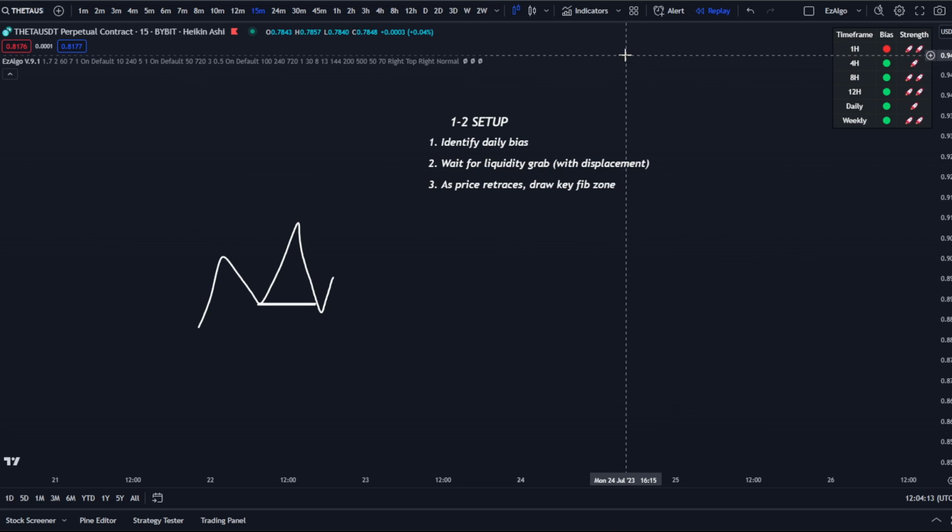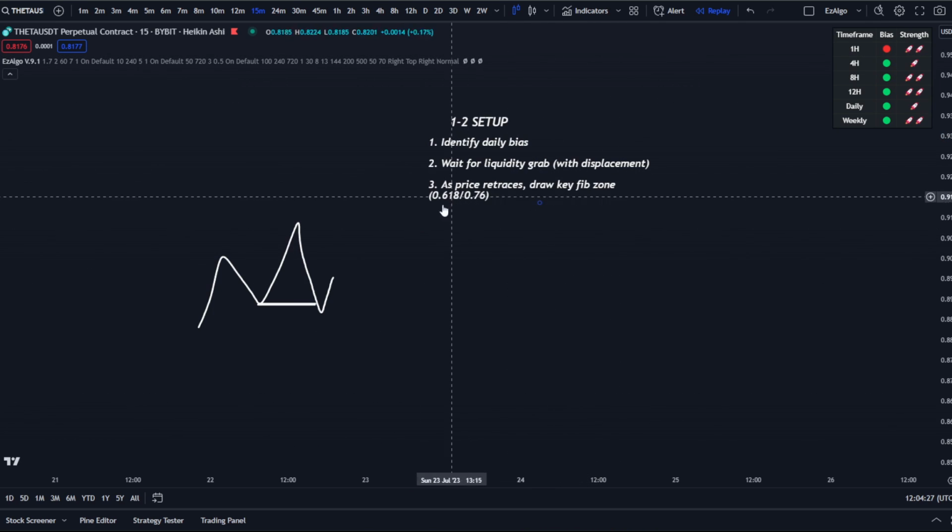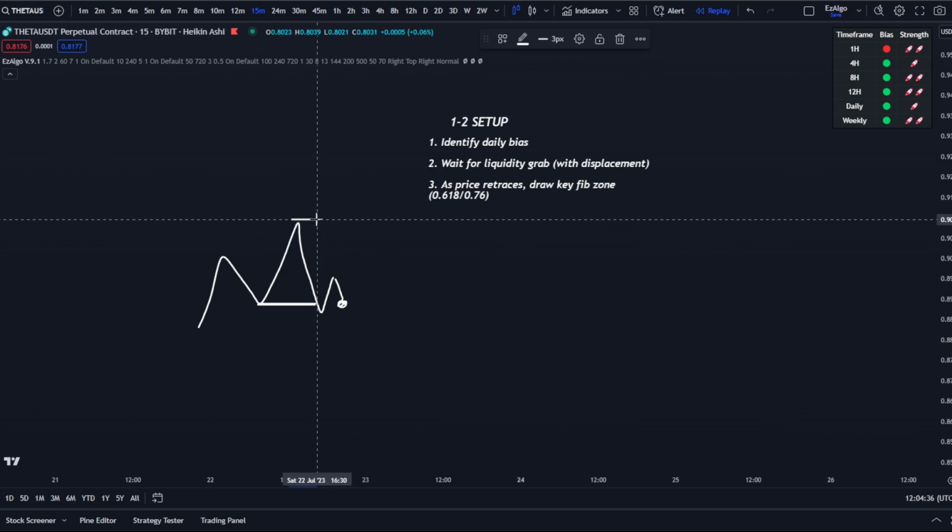One limit at the 0.618 and then a second limit at the 0.76. All right, so you're going to set limit orders at the 0.618 and the 0.76. So in this case, as price is retracing, you'll look to buy somewhere around here in this key fib zone, targeting the structure high.